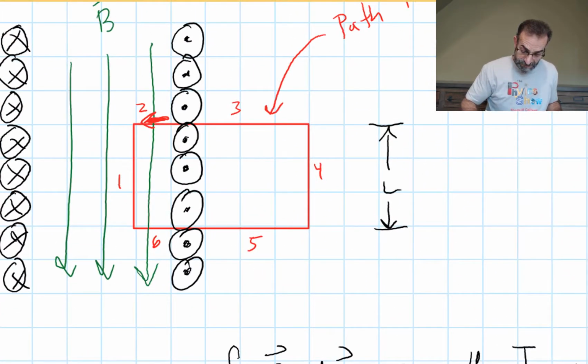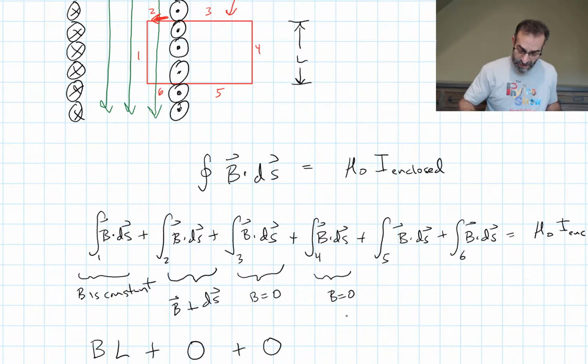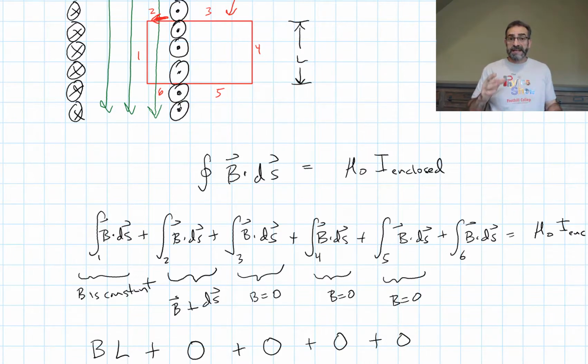For side 3, B is equal to 0 everywhere outside. So the integral of 0 around the path is 0. For side 4, B is equal to 0. The integral of B dot ds along side 4 is 0. For side 5, B is equal to 0. The integral of B dot ds is therefore 0.